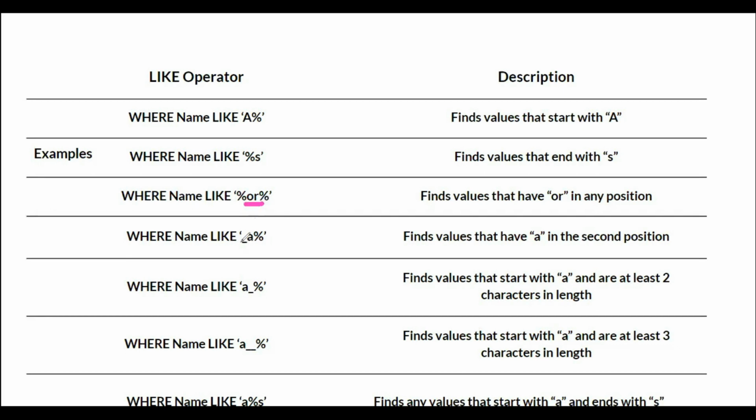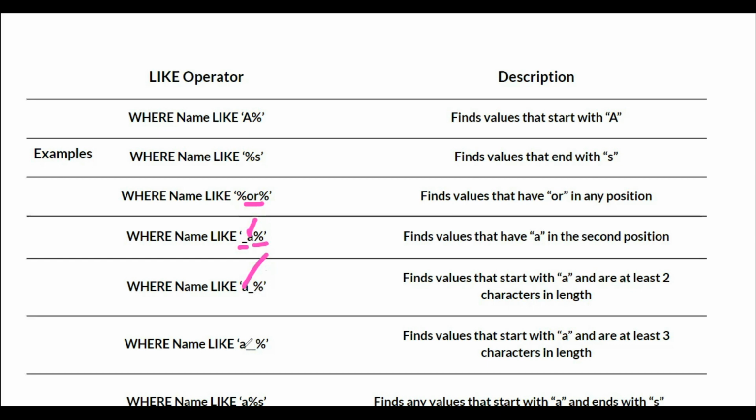The next one, we have an underscore. So the first letter can be anything, but the second letter should be an A, and after that it can be anything. The next one is the same: the first letter should be A, the second letter, something should be there, and after that it can have anything. Whatever the length may be, we will not bother about it.